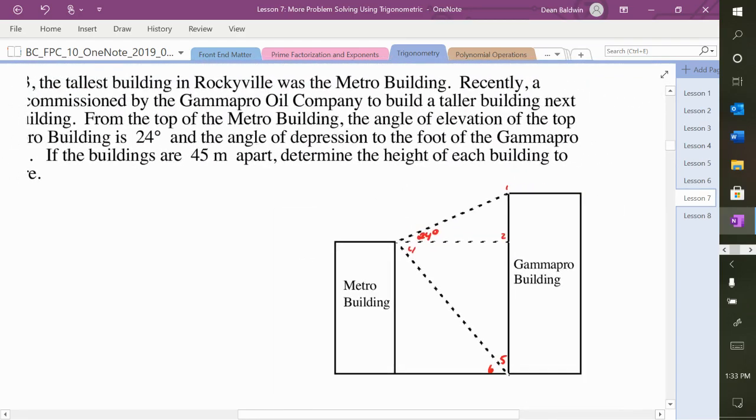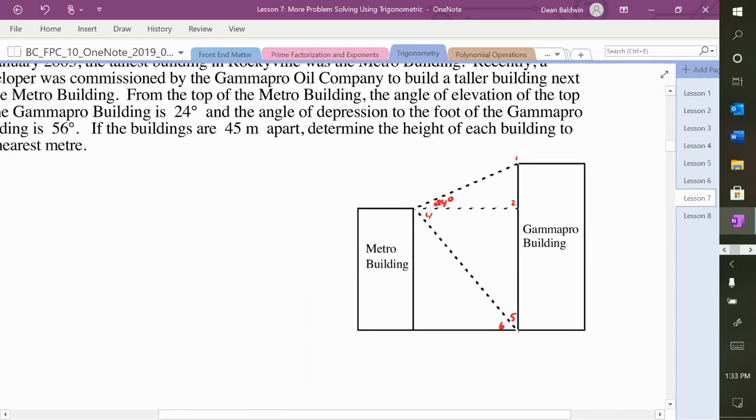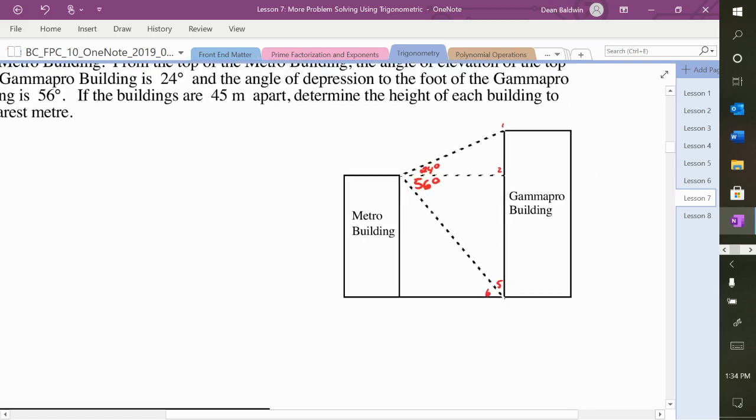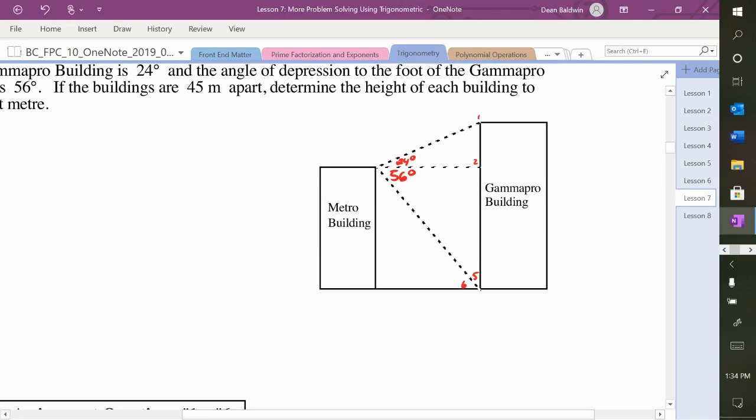And the angle of depression to the foot of the Gamma Pro is 56. Where am I writing 56? You're on the top of the Metro again. 4. Because you remember, angle of depression is looking down. Okay? So this is 56 degrees. The buildings are 45 meters apart. How tall is each building?